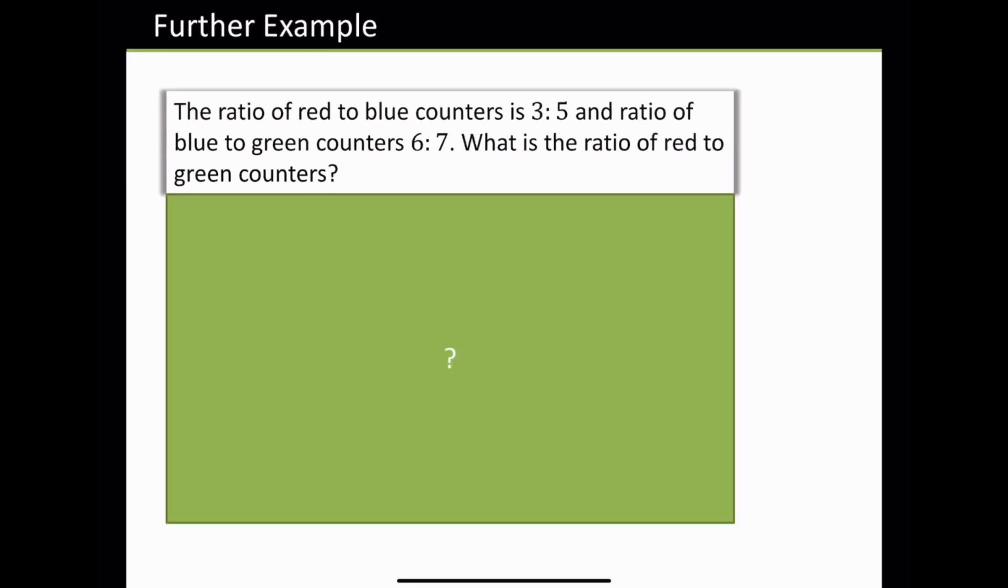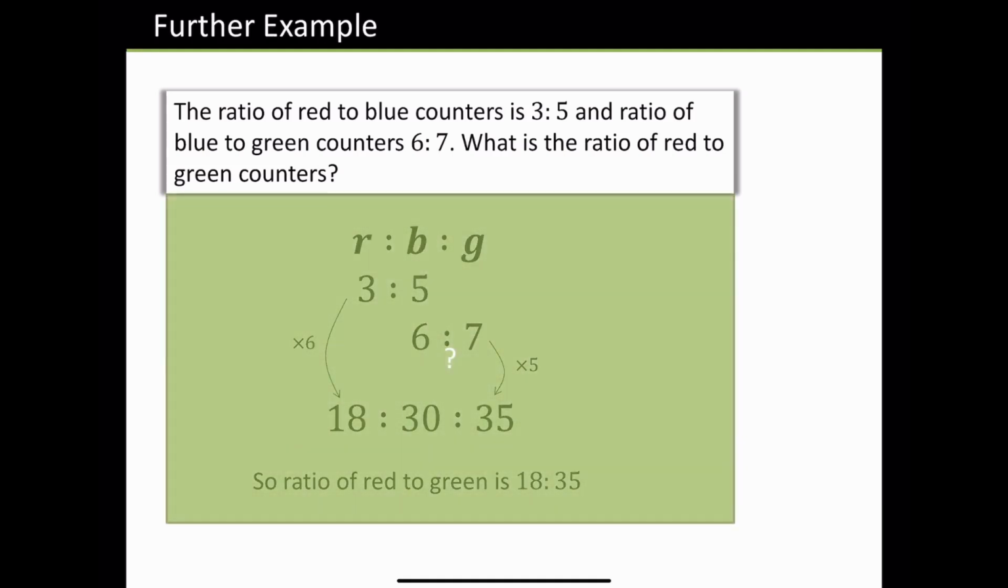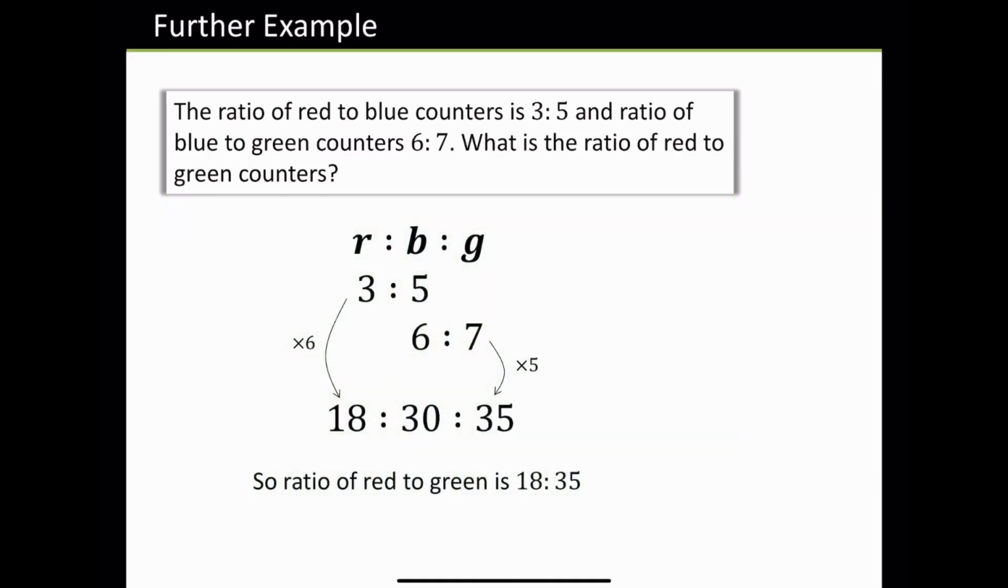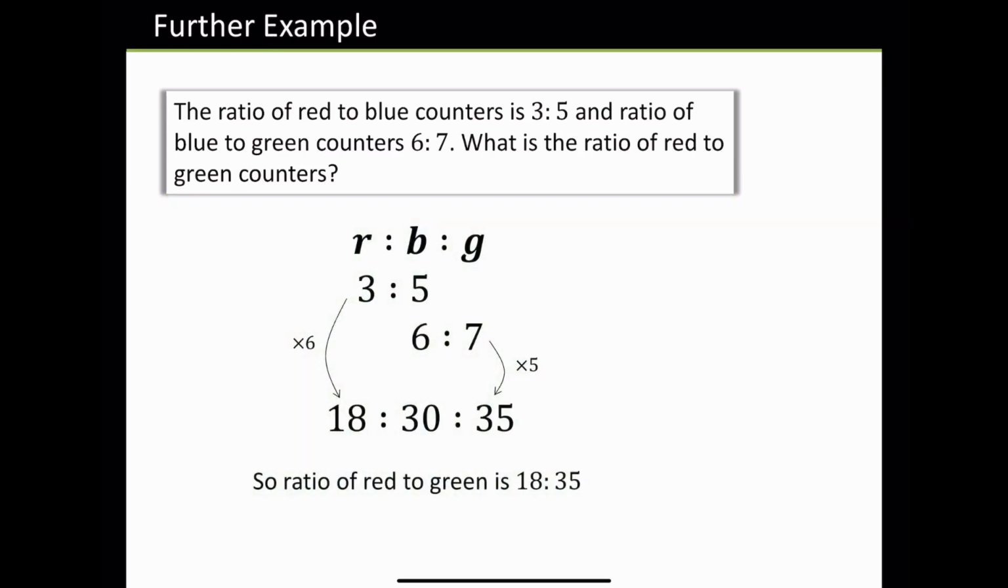So let's try again. The ratio of red to blue cans is 3 to 5. The ratio of blue to green is 6 to 7. Pause the video and try this question on your own. What we're going to do is list it as 3 to 5 and 6 to 7. The lowest common multiple is 30. So we multiply this by 6 and this by 5 in order to do it. So the ratio is 18 to 30 to 35.